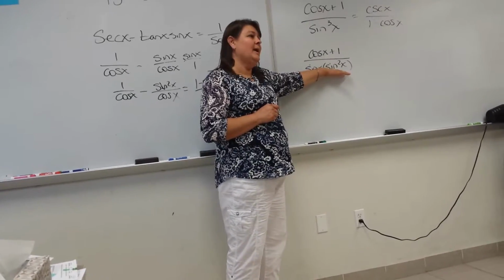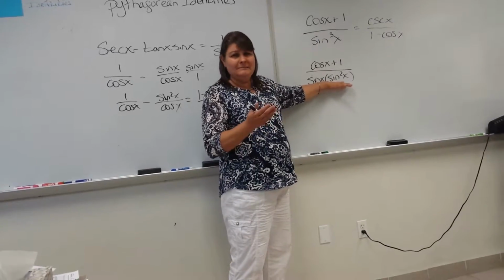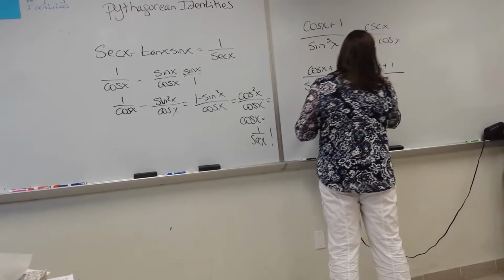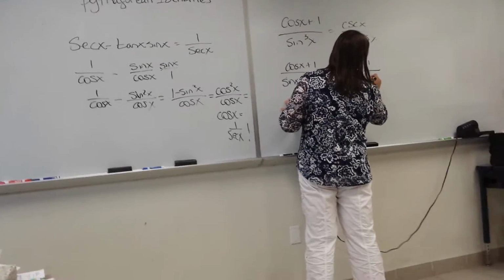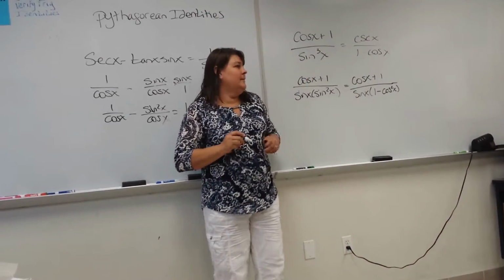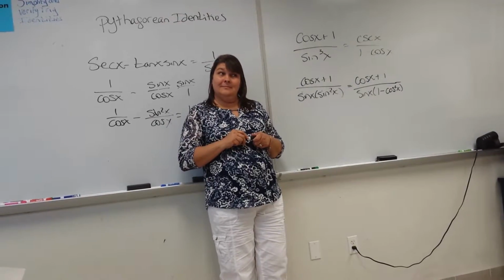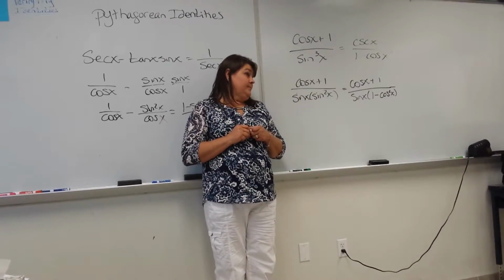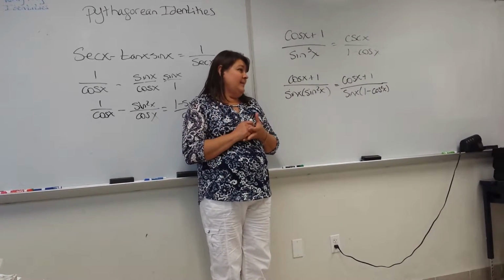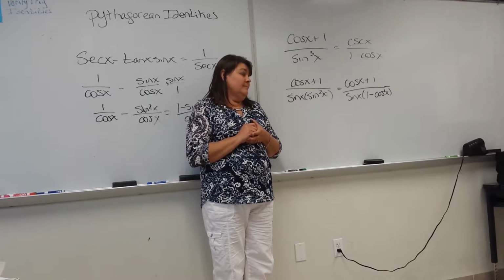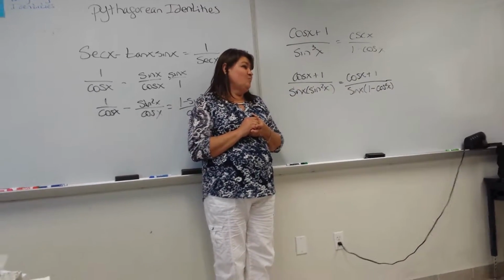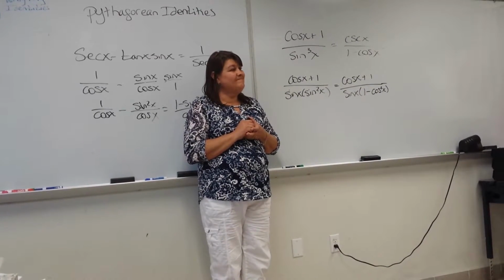You see this and you go, okay, I have 1 minus cosine squared, maybe that'll help. So I'm gonna do that. I got cosine of x plus 1 on top. I've got sine on the bottom, and I've got 1 minus cosine squared. You could distribute it, but I'm not gonna distribute the sine through. But I need to recognize something: cosine over sine is squared.